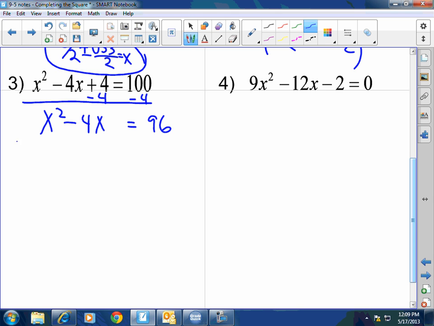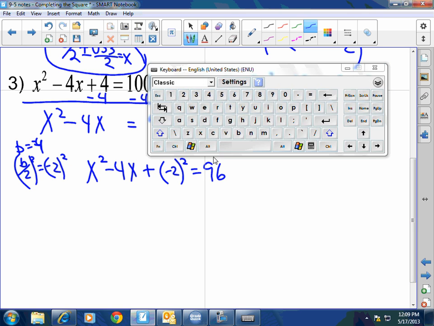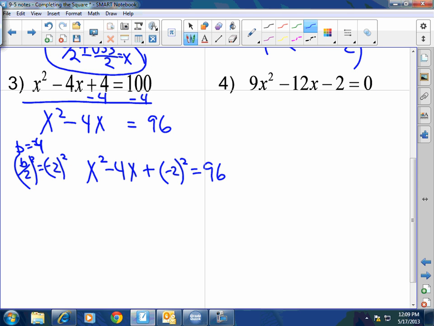Okay, what's my b? Negative 4. What's my b over 2 squared? Negative 2 squared. So what do I do with that? X squared minus 4x plus 4. You've got to add it to both sides. Good job, guys. Equals 96 plus negative 2 squared.